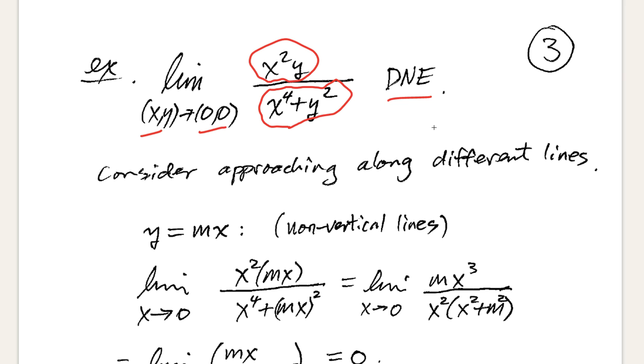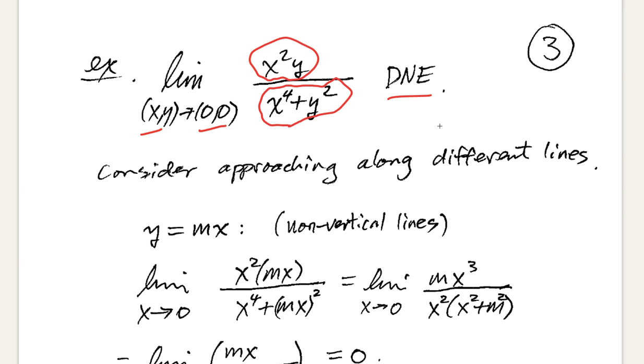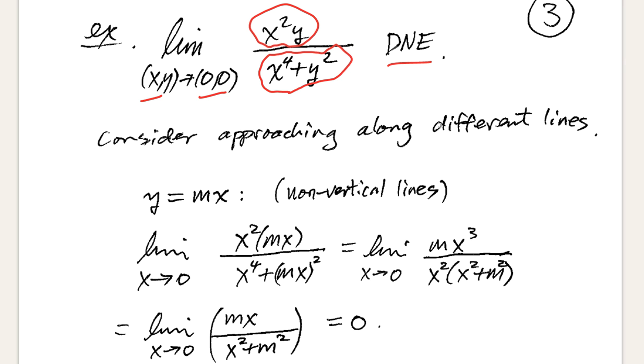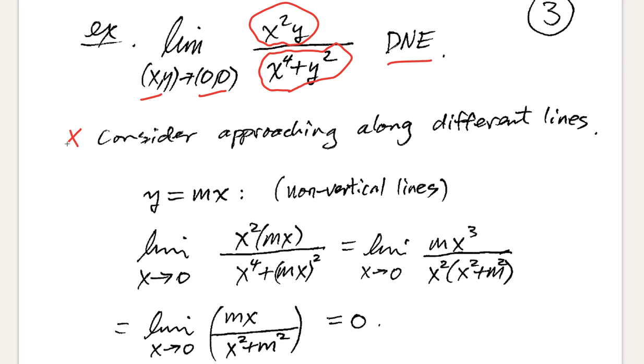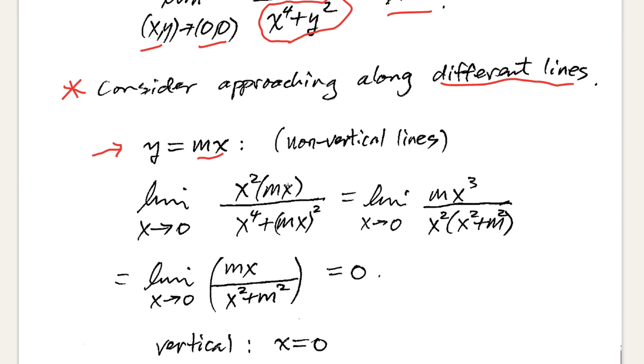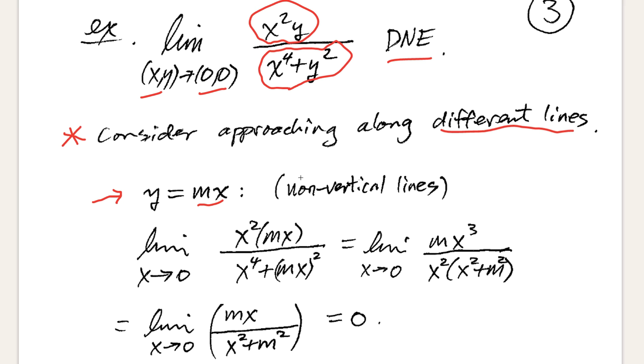Okay, so this is going to be kind of an interesting situation here. Because I'm going to show you there's an important fact illustrated in this particular example. First of all, like we did in the previous lecture, I'm going to consider approaching along different lines. Let's see if I can show DNE by approaching along different lines. Suppose I've got this line y equals mx. So this would be a non-vertical line. The non-vertical lines going through the origin can be written this way. Just go up here and replace y by mx everywhere, and then I'm considering what happens as x approaches 0.